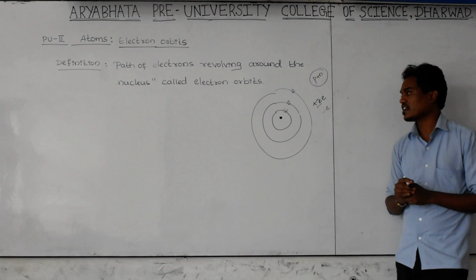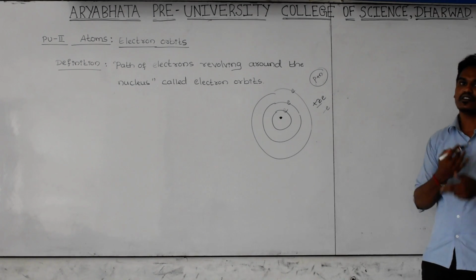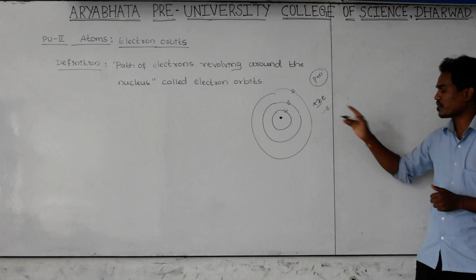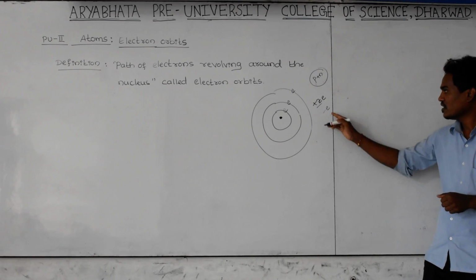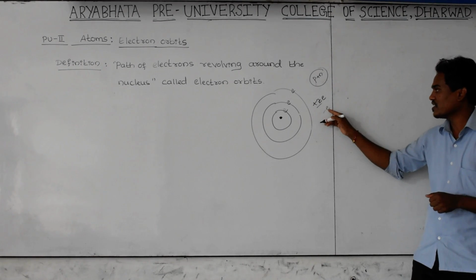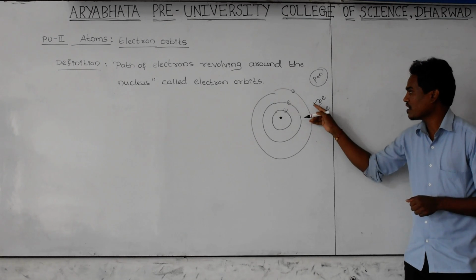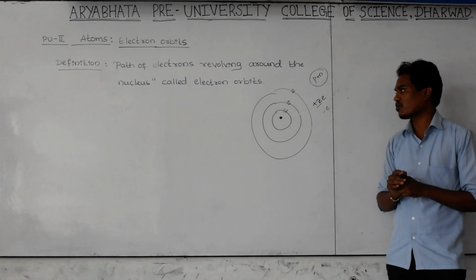And next, as you know very well, the charge of the electron is minus E. The minus indicates the magnitude is negative, that is minus 1.6 into 10 to the power minus 19 coulomb. Here minus E is the charge of the electron, and plus Z E is the charge of the nucleus.